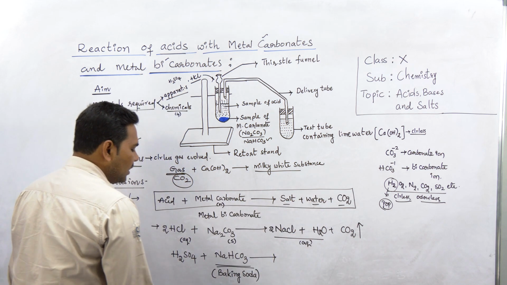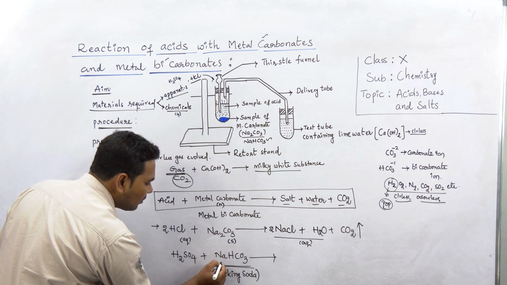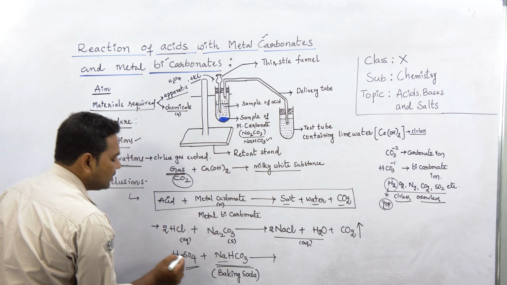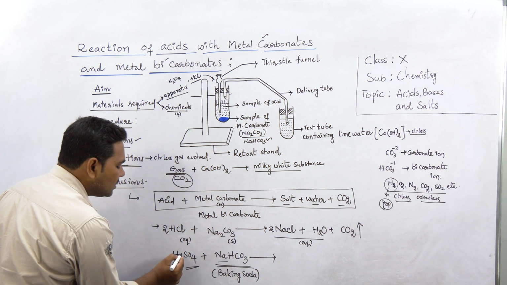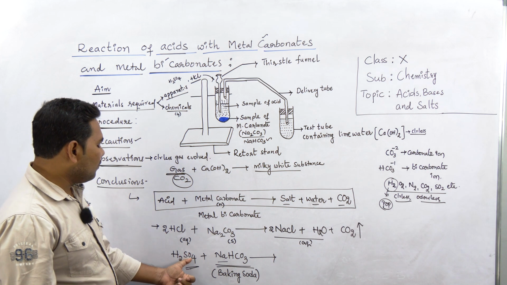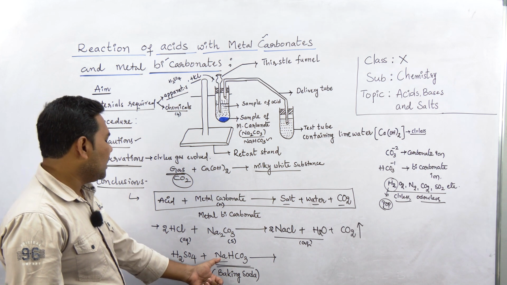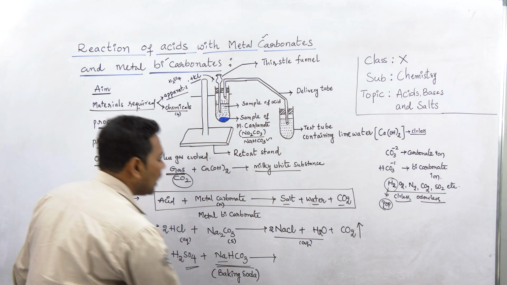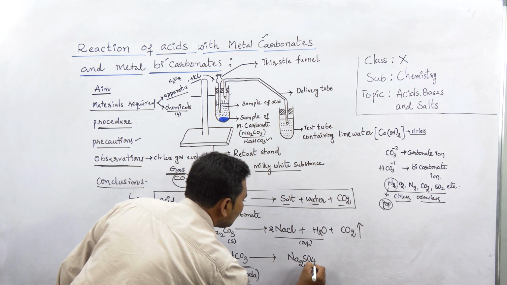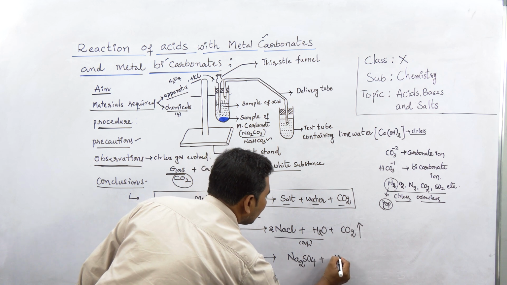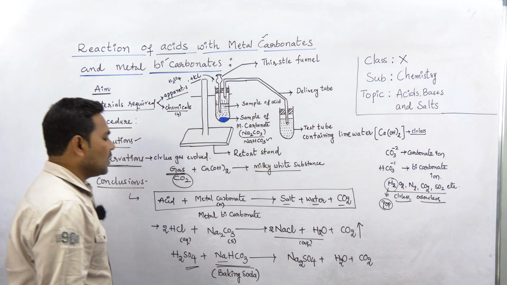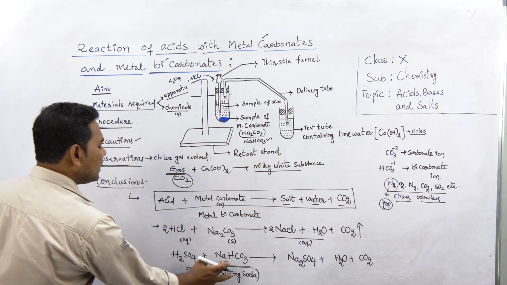What is the salt here? I told you, the positive ion from the metal bicarbonate, sodium, and the negative ion of the acid. So what is the negative ion? Sulfate ion. Sulfate ion comes from sulfuric acid. So here SO4 minus 2 is the sulfate ion, Na plus 1 is the sodium ion, and the produced salt is Na2SO4, sodium sulfate, plus what are the other products? Water plus carbon dioxide.